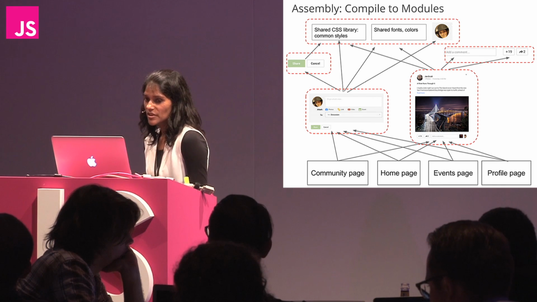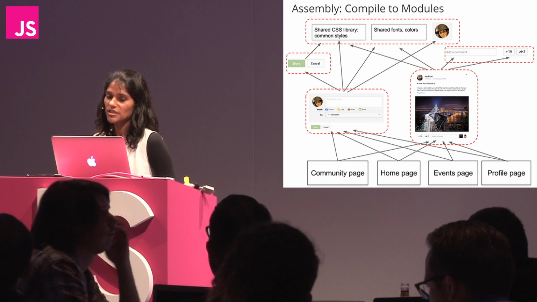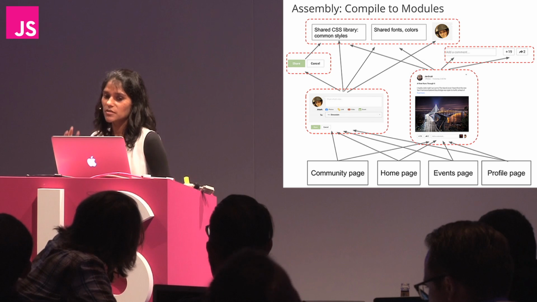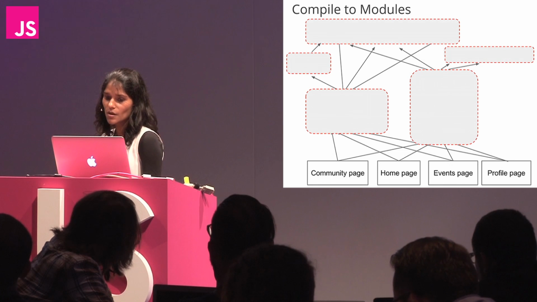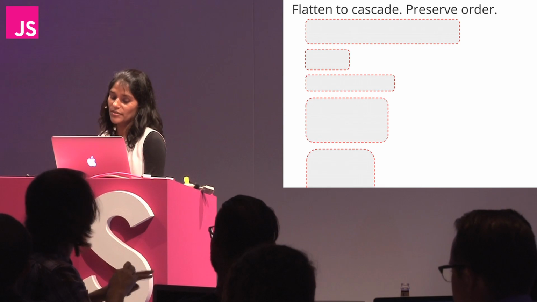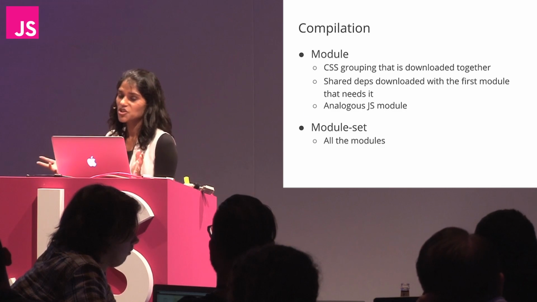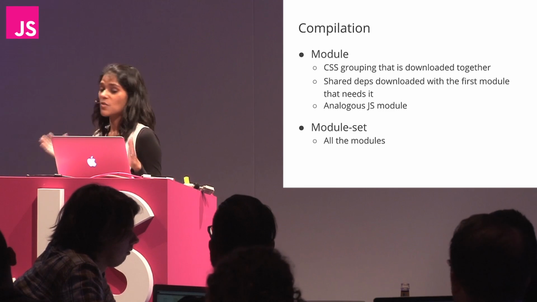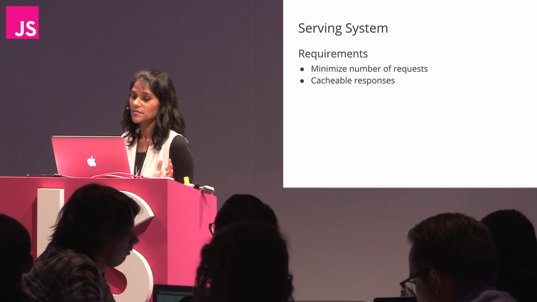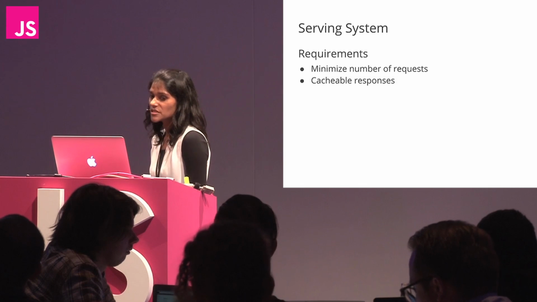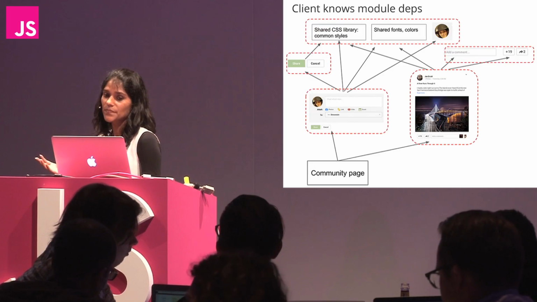So I touched on this a little bit earlier, how we have a dependency graph and how that gets flattened to a cascade. The additional thing here to note is that bundles of nodes in this graph get compiled to modules. And those modules get ordered correctly. A module is a group of CSS that's downloaded together. And we always make sure that the shared dependencies are downloaded with the first module that needs it. And we have analogous JavaScript modules for our CSS modules. So the two requirements of a serving system that we really want: we want to minimize the number of requests, and we want cacheable responses.